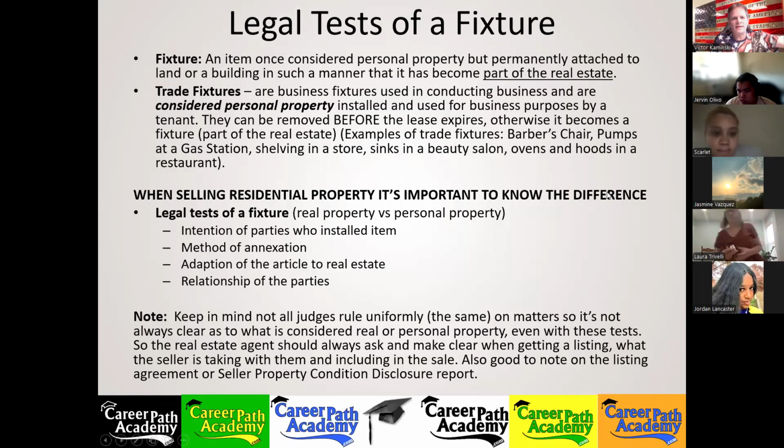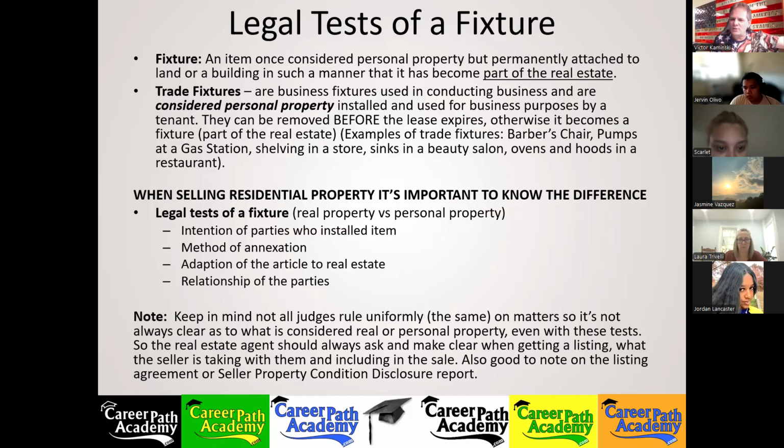Here's just my slide explaining fixture, trade fixture, and legal tests of determining whether something is a fixture or not. These tests are not that clear because not all judges rule the same. It could be an argument. So we as real estate agents should always ask people, what are you taking with you and what are you leaving behind?